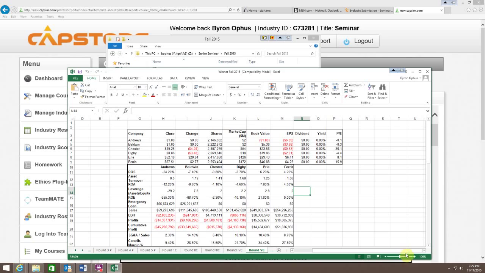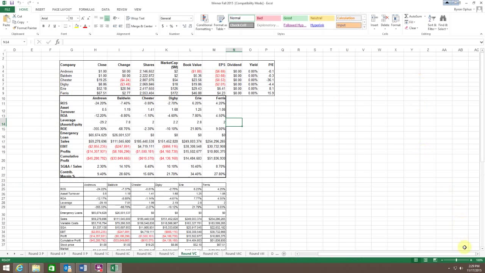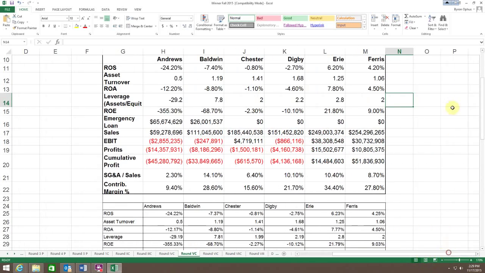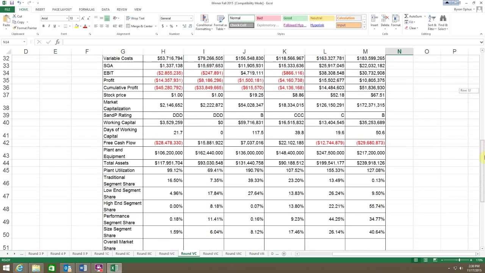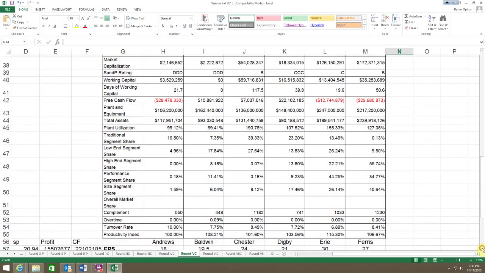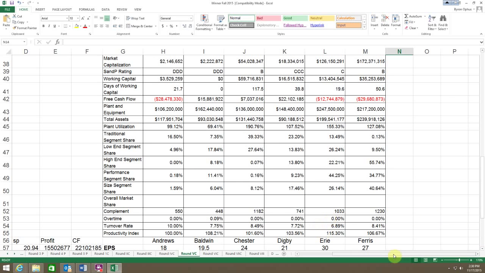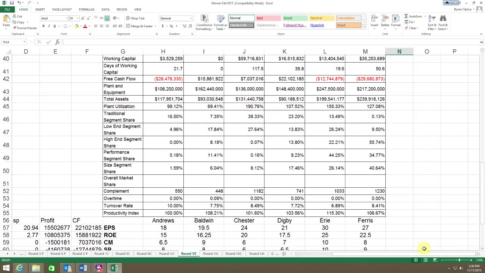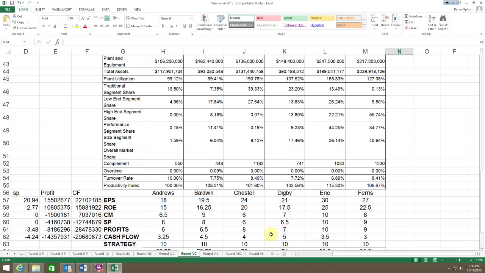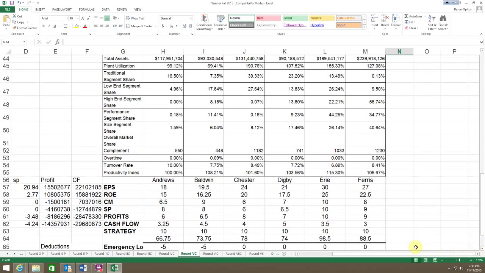Round 5, let's make that a little bit bigger so we can all see it. The thing about it is, Erie did take on a lot of debt, and so it's going to be interesting. There's no doubt that they won the earnings per share, and no doubt that they won the ROE, contribution margin, stock price. A little doubt about those things, profits, cash flow. Digby actually did a little bit better there, but I'm wondering about deductions, and is it enough to have an impact?